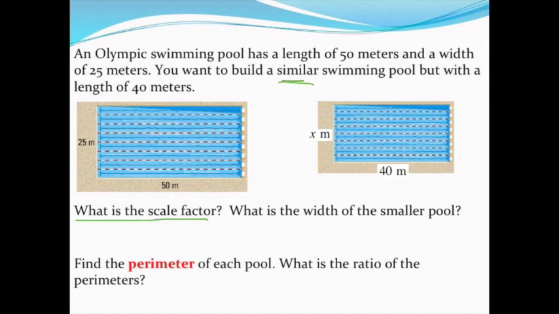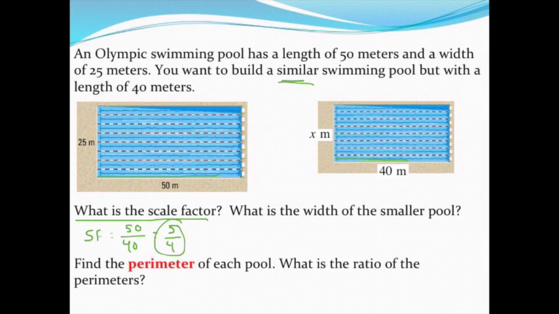To find scale factor, I need to find two sides that match up and both have numbers on them. Well, in this case, it's going to be the bottom length of the swimming pools. So my scale factor is going to be 50 over 40, which I always simplify to 5 over 4. And so my scale factor is 5/4. The bigger pool is 5/4 times as big as the smaller swimming pool.